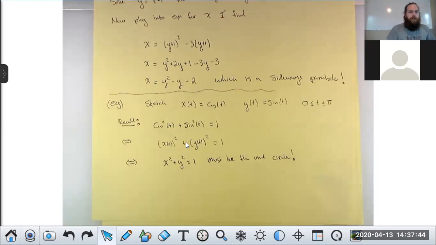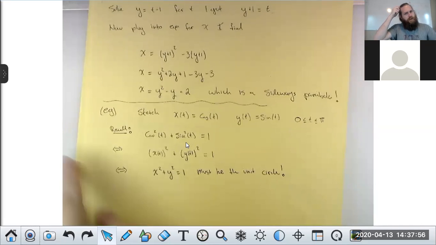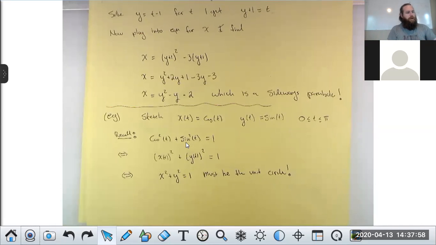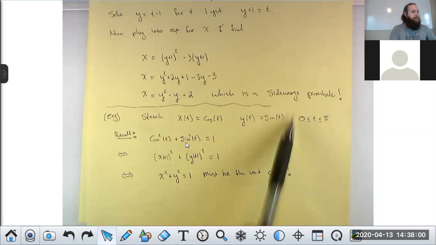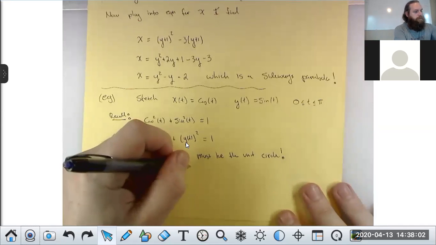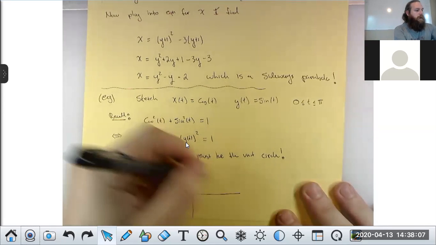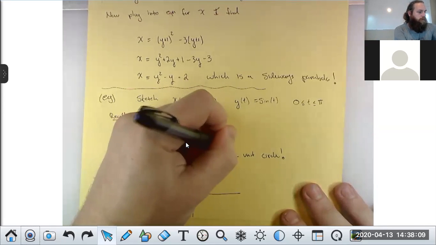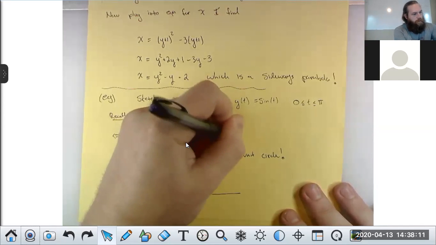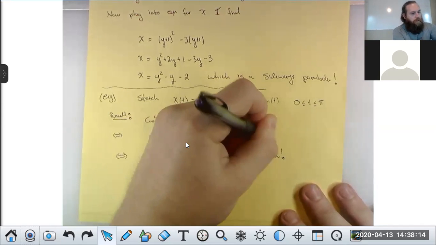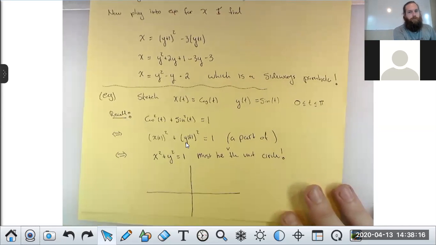But just like in that first example, I didn't get the whole parabola, right? The red and the blue sat on top of each other, but the blue extended far beyond the red. Here, I'm not guaranteed to get the whole unit circle because t is only allowed to run from 0 to pi. So when I go to graph this, I know it's going to be a part of the unit circle. So I should insert that here, right? A part of the unit circle.